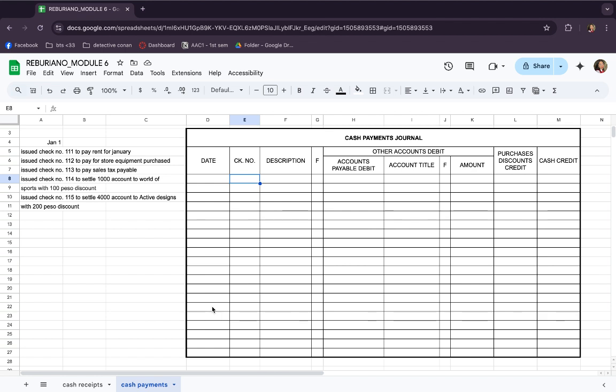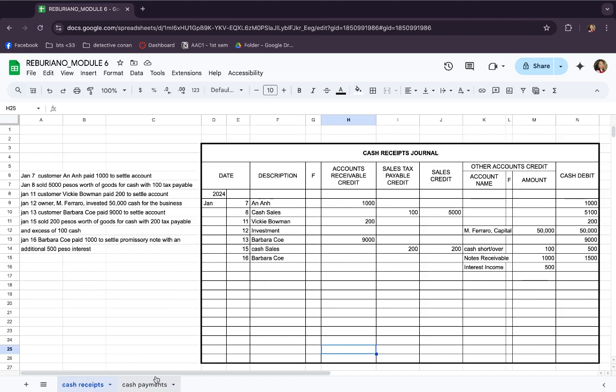So for the third part, or the final part, we will be discussing the cash payments journal. A cash payments journal is a special journal to record transactions involving the payment of cash. So strictly cash transactions. This is somewhat similar to the cash receipts journal, as you can see.